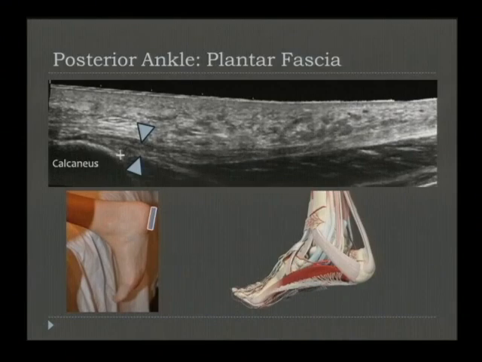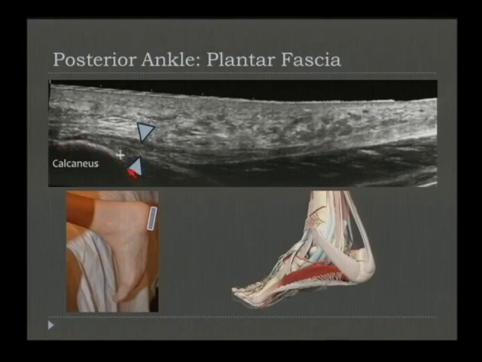I don't know whether to put this really with the ankle or the foot, but often when asked to evaluate the heel, we are looking at the Achilles tendon and plantar fascia, so I lumped it with the posterior aspect of the ankle. So again, to evaluate the plantar fascia, I find it easier to keep the patient prone with the foot overhanging the bed, place our transducer right on the heel.